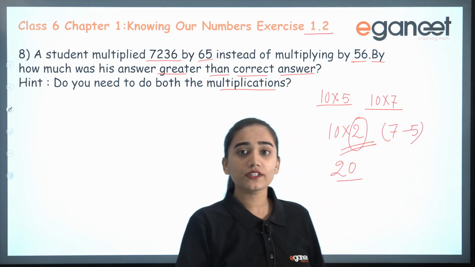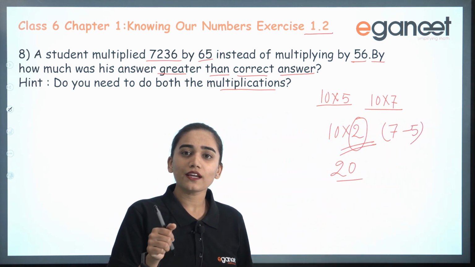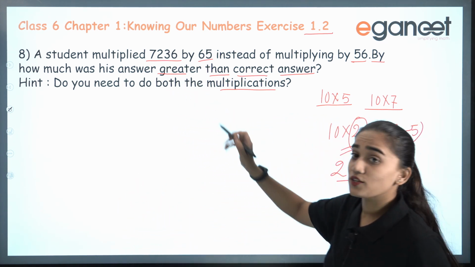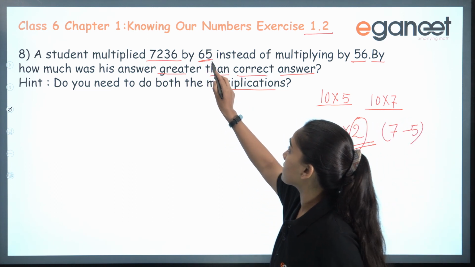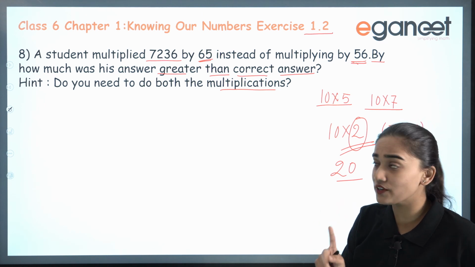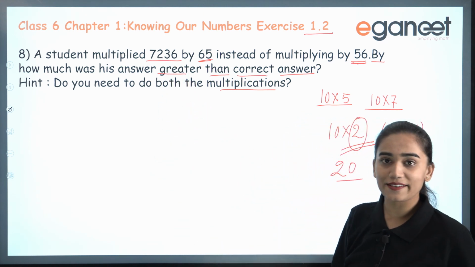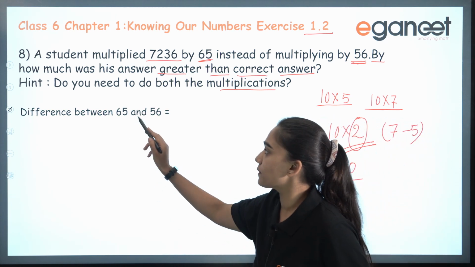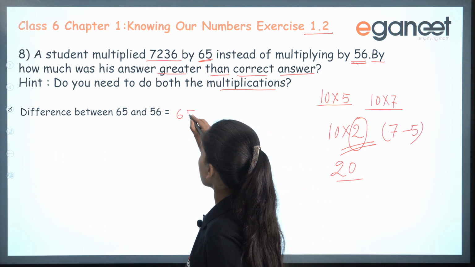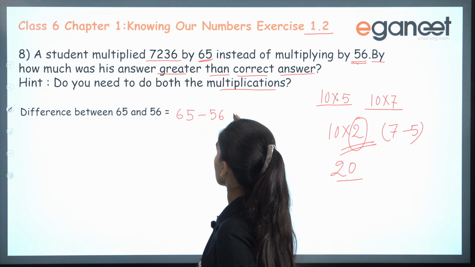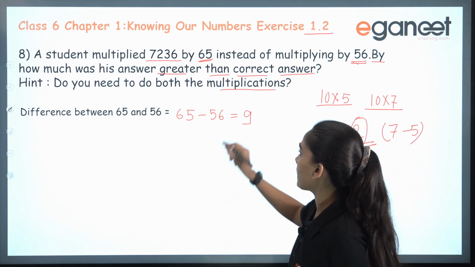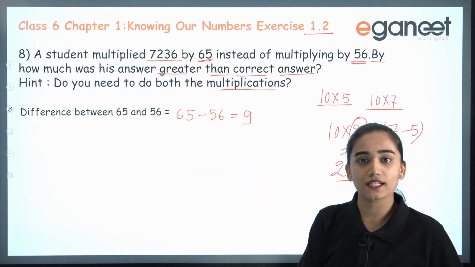So if you have understood this problem very well, you must be easily dealing with the given problem. So what you need to do is, you just need to find the difference between 65 and 56, and then you need to multiply that difference with 7236. So let us first find the difference between 65 and 56. How will you find that? You will subtract 56 from 65. So on subtracting, what you will get? You will get 9 on subtracting 56 from 65.